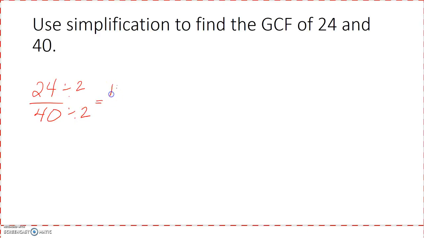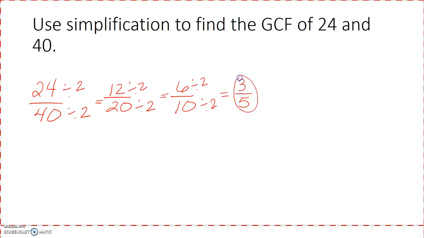24 divided by 2 is 12. 40 divided by 2 is 20. They're both even, so I know I can divide by 2 again. 12 divided by 2 is 6. 20 divided by 2 is 10. I've got two even numbers again, so I know I can divide them by 2. 6 divided by 2 is 3. 10 divided by 2 is 5. So 3 and 5 only have a common factor of 1, so I know I'm done simplifying.